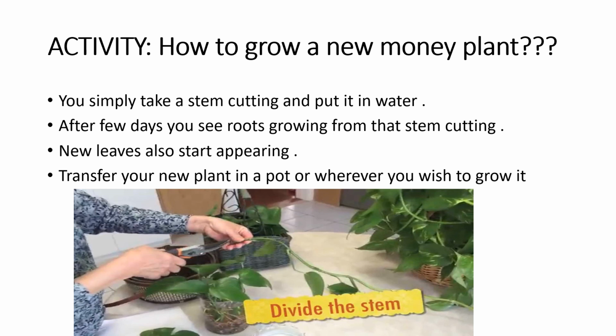Now, we will be dealing more with this vegetative reproduction in our next video. Until then, bye. Don't forget to do your activity of growing a new money plant. You can also try with a potato plant or grow an onion. Thank you.